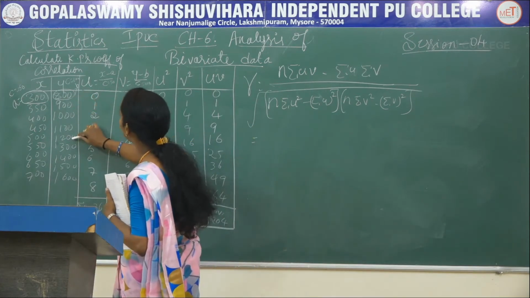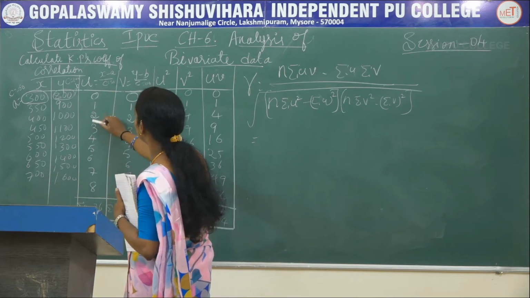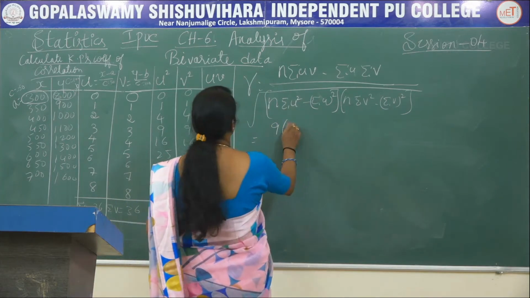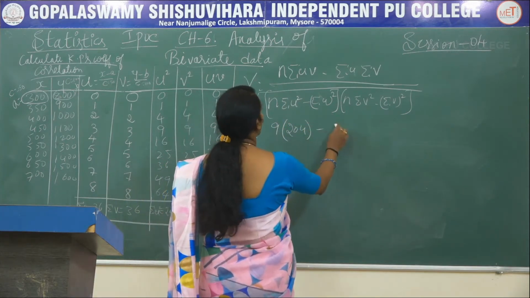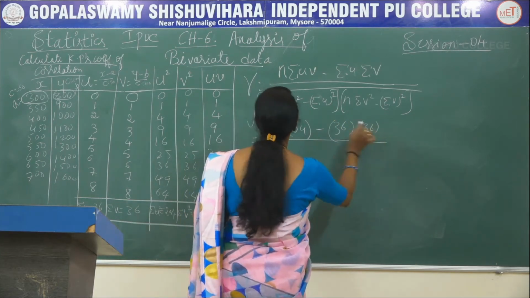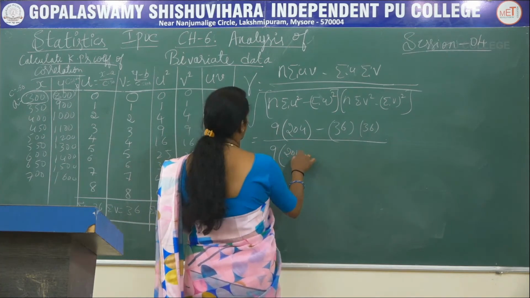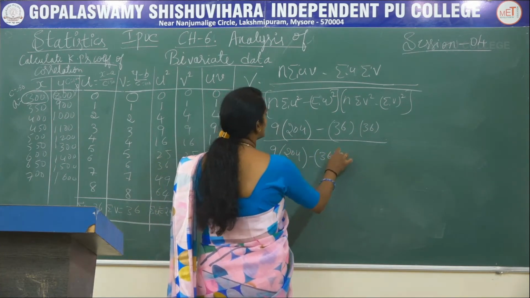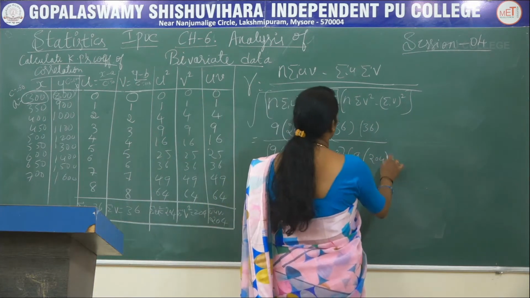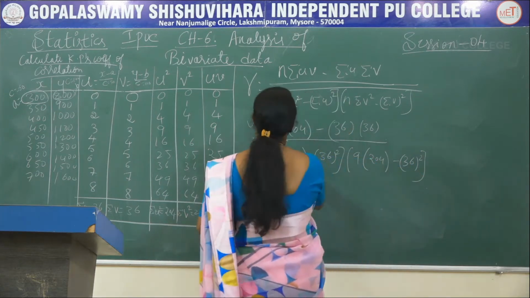1, 2, 3, 4, 5, 6, 7, 8, 9. Yes, here n is equal to 9. Summation u into v is 204, minus 36 into 36 divided by n, which is 9. Summation u square is equal to 204 minus 36 whole square, into n into 204 minus 36 whole square, whole the square root.